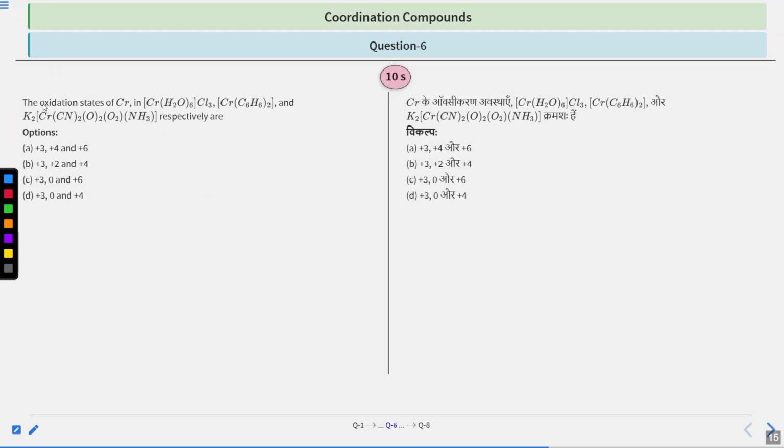Question number 6. The oxidation states of chromium in chromium hexaaqua chloride, Cr(C6H6)2 and K2[Cr(CN)2O2(NH3)] respectively are. What we have to do is find out the oxidation states of chromium in all these complexes. Options are +3, +4 and +6; +3, +2 and +4; +3, 0 and +6; or +3, 0 and +4. You have 10 seconds to solve this question. After that, we will see the answer.